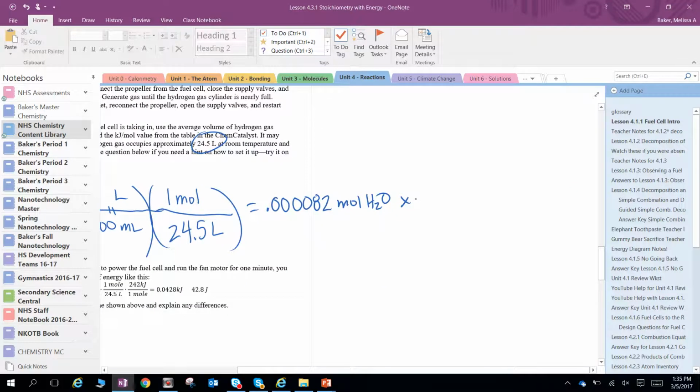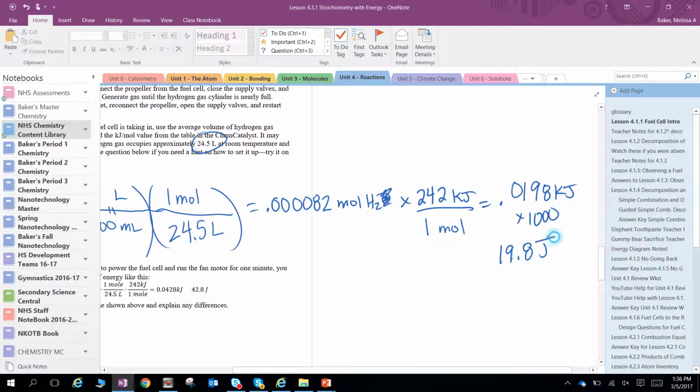Now, based on the table at the very beginning of this lesson, it said that hydrogen gas provides 242 kilojoules for every 1 mole of gas. Oops, I meant 1 mole of H2 there. So I can multiply my answer here by that value, and I get 0.0198 kilojoules. Multiply by 1,000, that would be 19.8 joules of energy required to power that propeller.